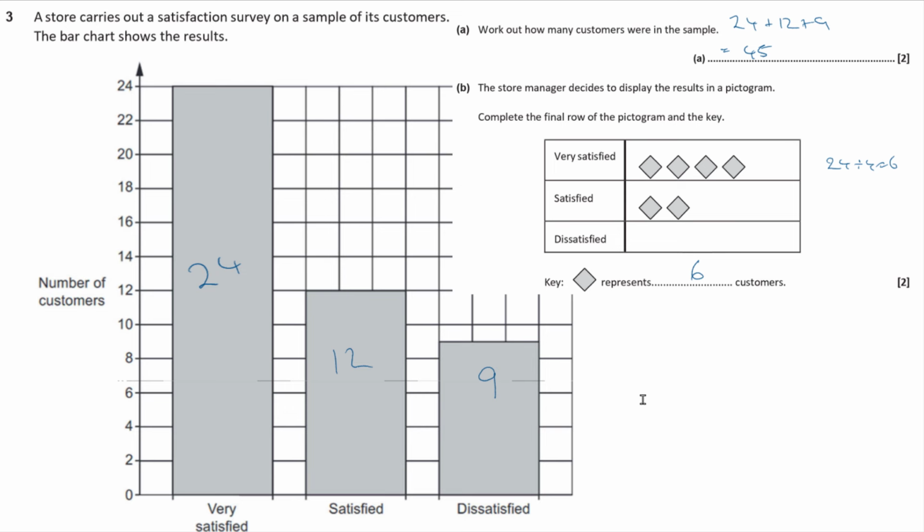So 1 whole diamond is going to be 6. So then we need to show 3 more people, don't we? So 3 is half of 6. I'm going to use half a diamond like that to show my 6 people and my 3 people, making 9 people altogether.